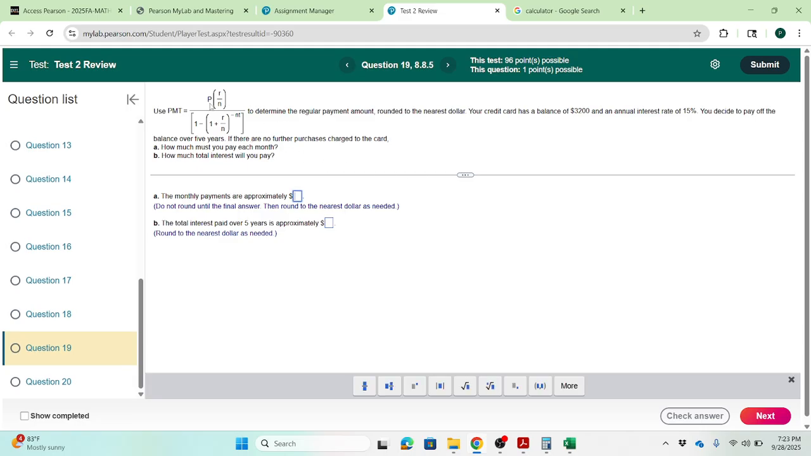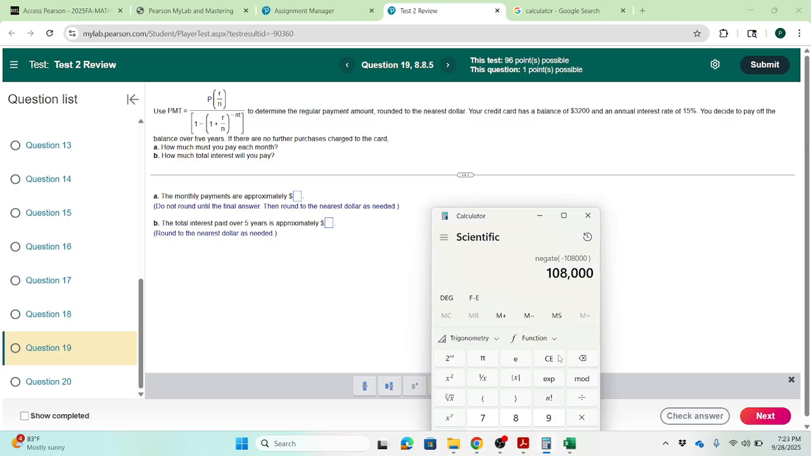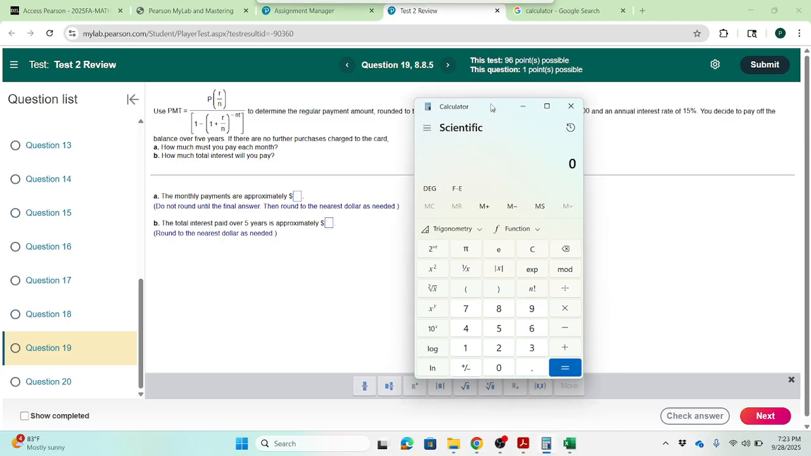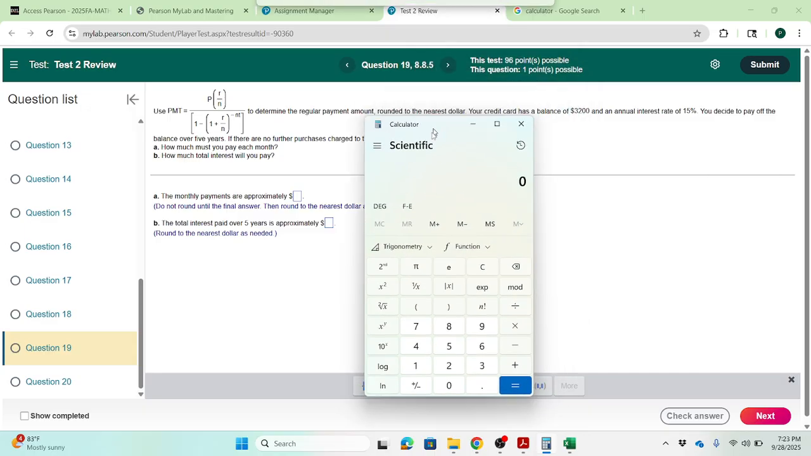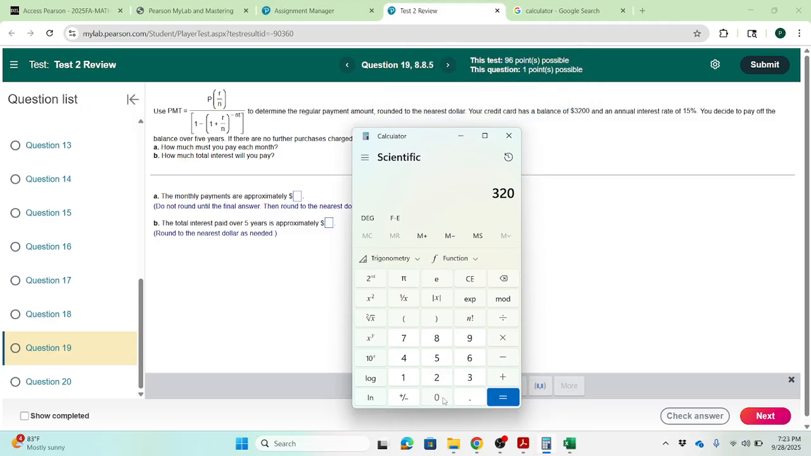So use this formula. The balance is 3,200, rate is 15%, and then you would like to pay in 5 years. So time is 5, and the percentage is the annual interest rate 15%, and you are planning to find how much you must pay each month. So it's the monthly payment you would like to find. So n is 12.